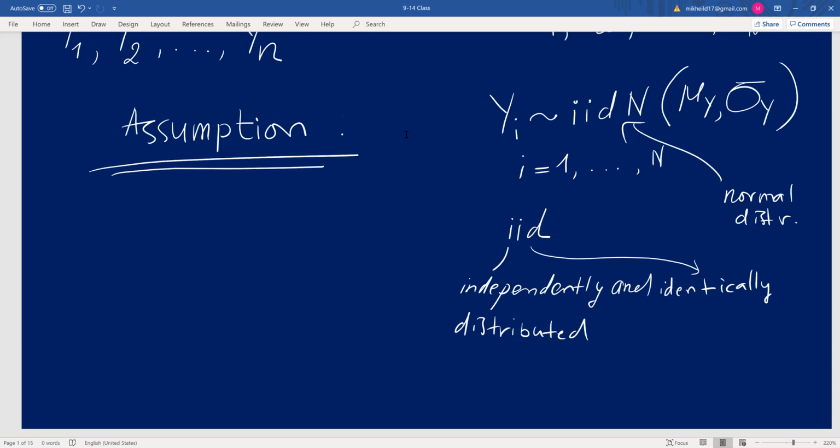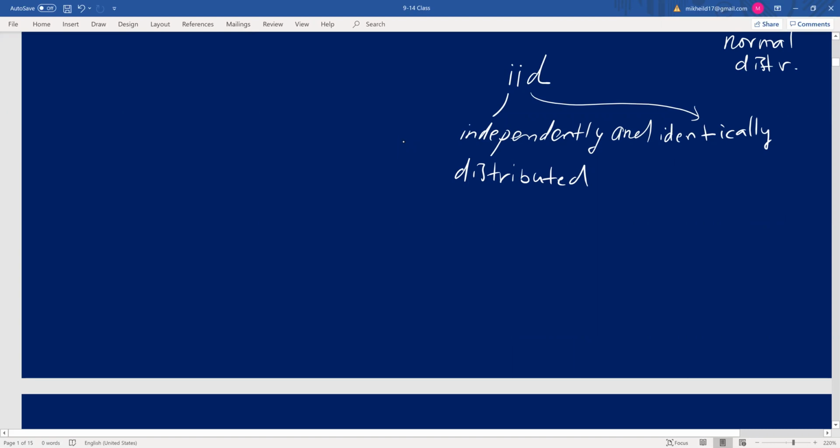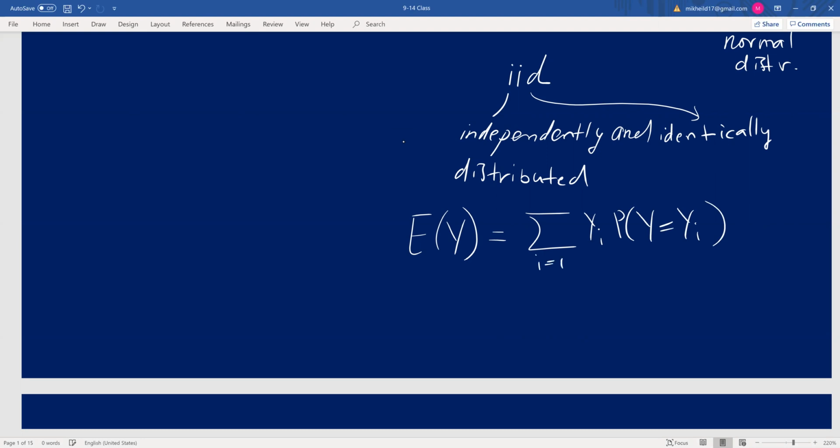Okay, now, how would you calculate expectation of y? That is the sum of yi times probability of Y equals yi, where i changes from 1 to capital N. Okay? But what is the probability of Y equals yi? In this case, 1 over n.